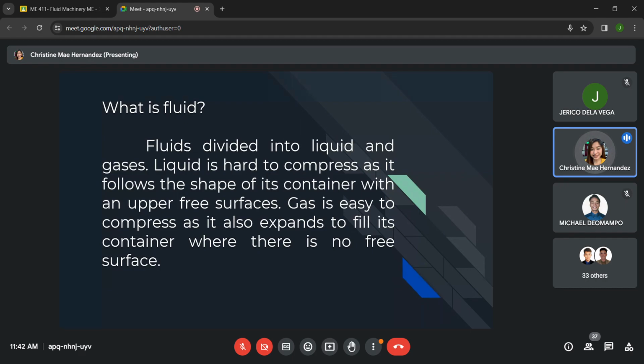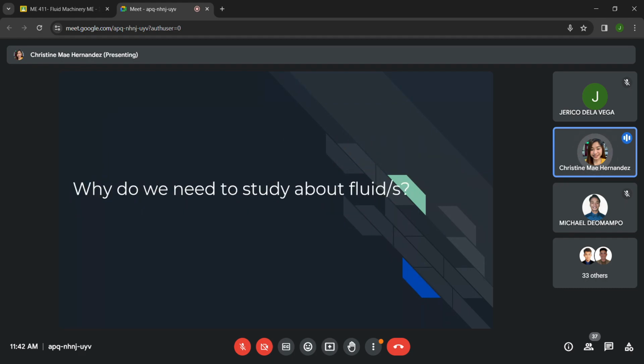So why do we need to study about fluids? Fluids are also used to reduce friction. Fluid mechanics is a branch of science that deals with the study of fluids, liquids or gases, which is at rest or in motion. The study of fluid that is in motion is called fluid dynamics. Okay? Pag ang fluid natin ay in motion, fluid dynamics, while at rest is fluid statics.